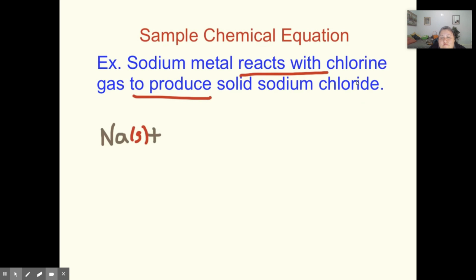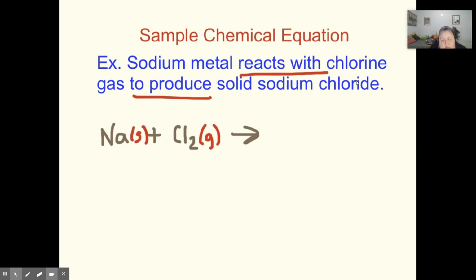So I'm just saying that it is solid sodium. And when we see chlorine gas, we know that's just Cl, but chlorine is one of those diatomic elements, which means it can't stand alone. So since it is by itself, it has to be Cl2. And for Cl2 gas, I'm going to add this little thing right here, the little g. And then it says to produce. When it says to produce, we put an arrow pointing to the right.